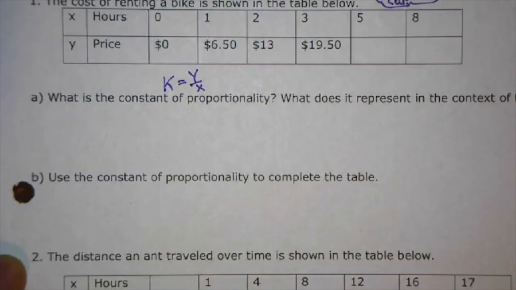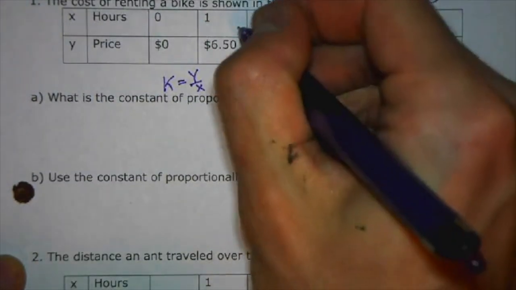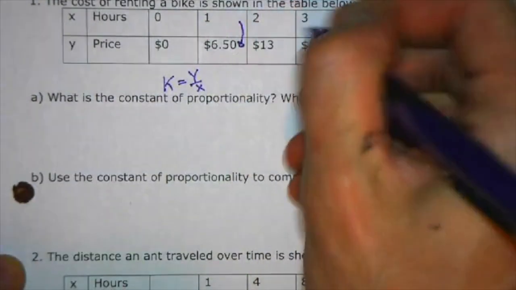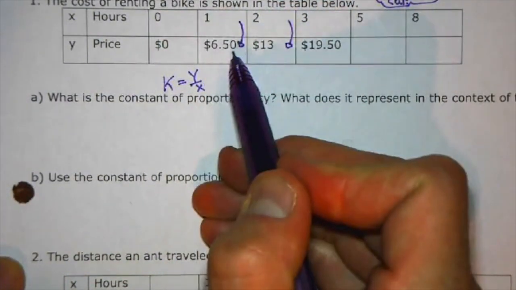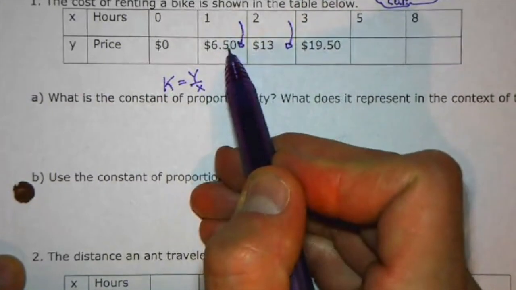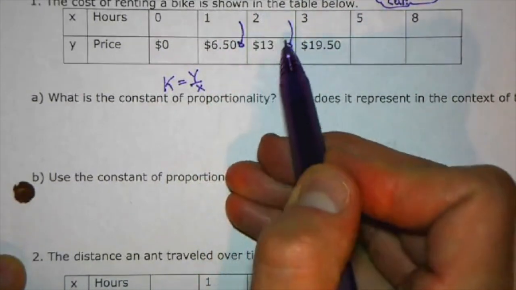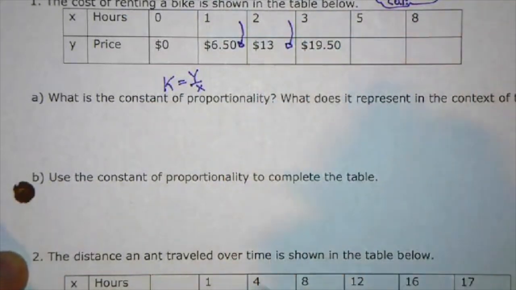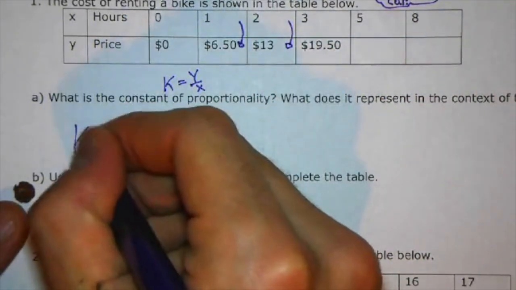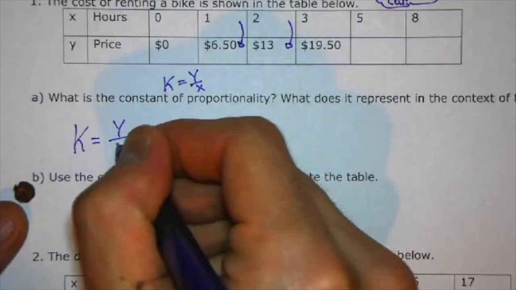So looking at the table, I can see that for each of these, there's a really clear number that I'm going to be multiplying by. The only way to get from 1 to $6.50 is times 6.5. And 2 times 6.5 is also 13. But let's just show that that works. K is equal to y over x.